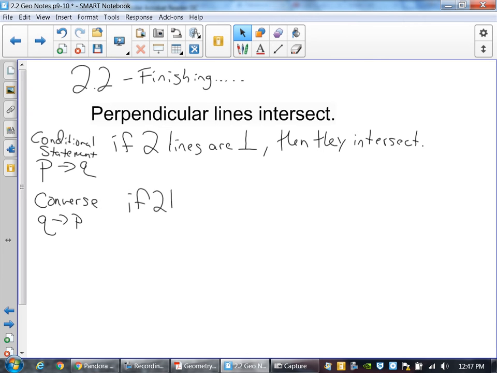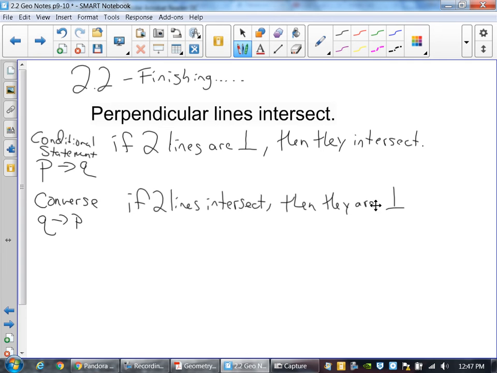If two lines intersect, then they are perpendicular. Now, is that a true or a false statement? False. Why is that false? Exactly. So we agreed the first statement was true. Our first statement is true. Our second statement is false.